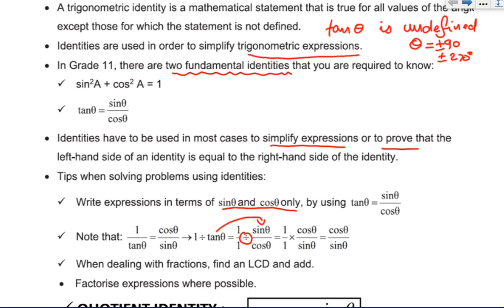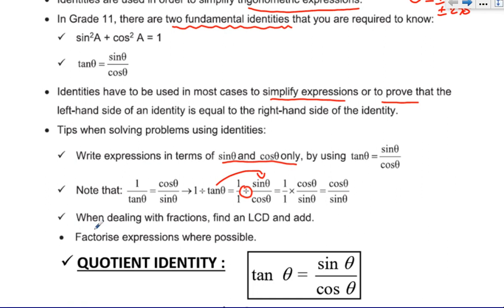Some useful information that you could use in your problem solving. When dealing with fractions, and in most cases right up to grade 12, you will be dealing with fractions. So when adding or subtracting, the LCD is important. How to find the LCD? We will do this just now when we do some examples. Factorizing expressions where possible is also important. Please make a note of that. And when we do the 3 or 4 examples in these notes, then you will see the importance of all these points.